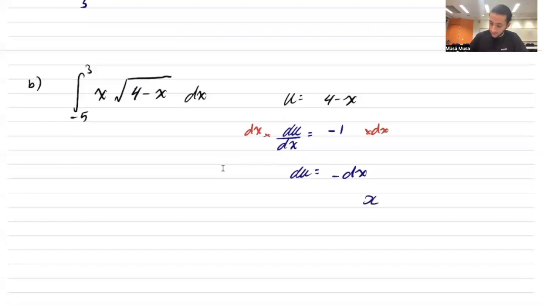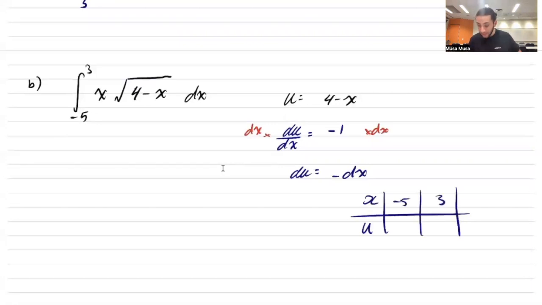So let's create a little bit of a table here. And subbing in minus 5 and 3, when x equals minus 5, 4 minus minus 5 is 9. And then when x equals 3, 4 minus 3 is 1.